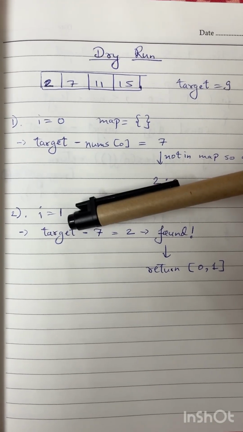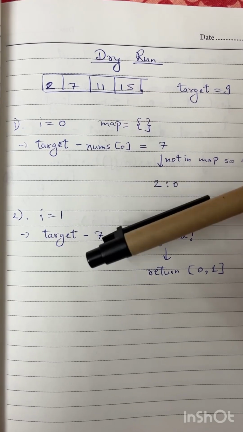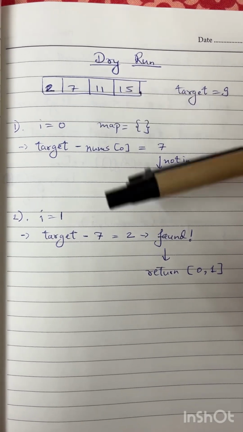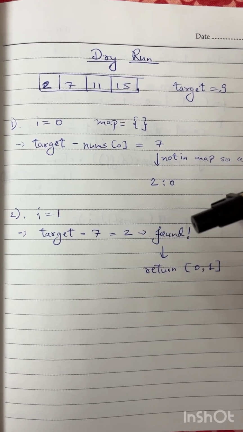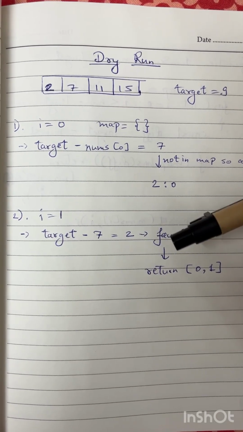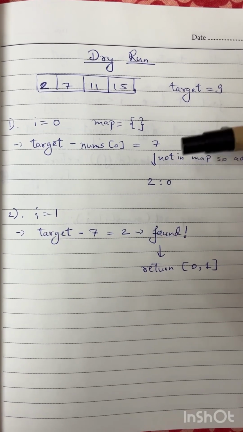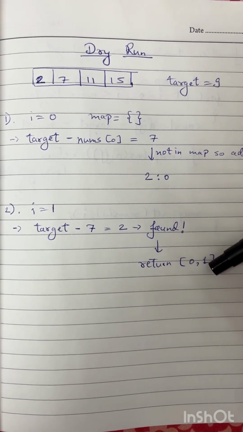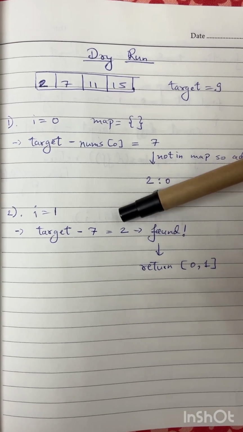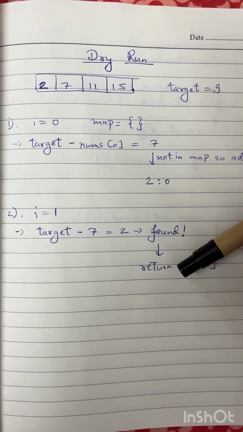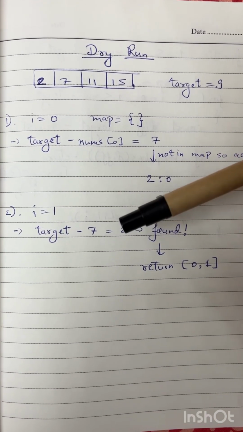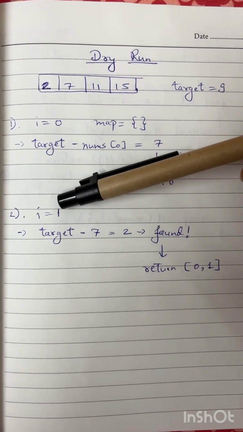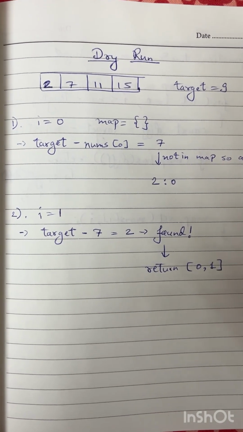In the next step, i will be equal to 1 and the difference of the target, which is 9, and the current element, which is 7, is 2. So 2 is already present in the map, so we will return 0 and 1, which is the index of the element found, which is 0, and the current element index, which is 1.